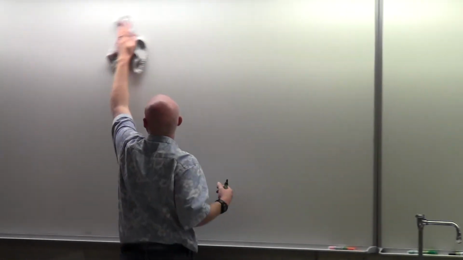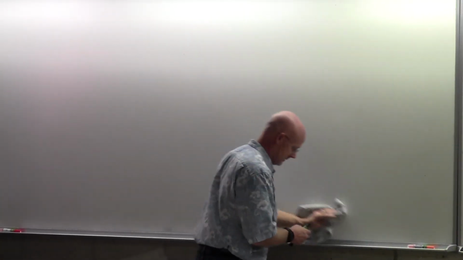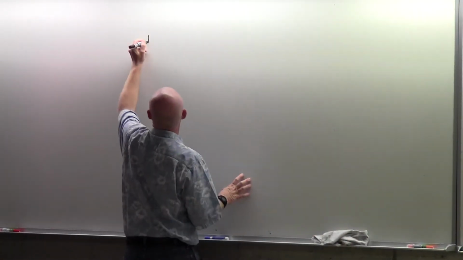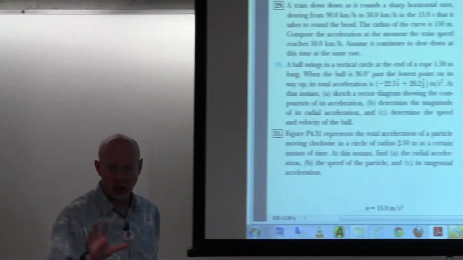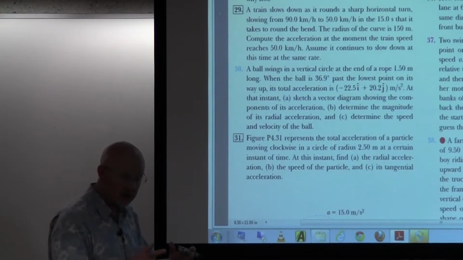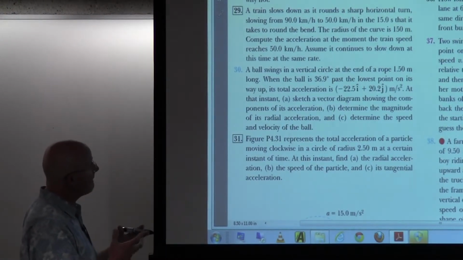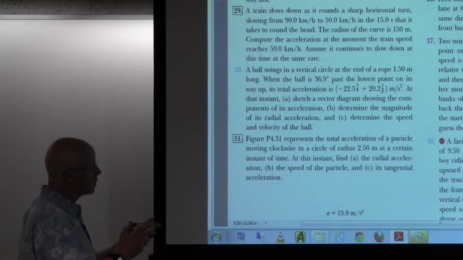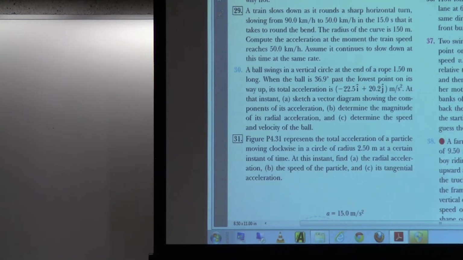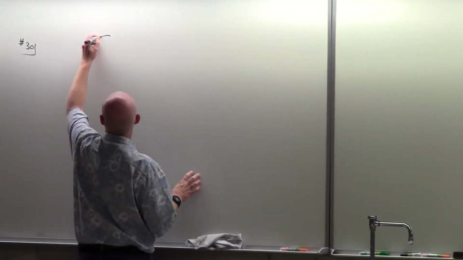All right, so I'll read it together here. But let's look at this. It says a ball is swinging. All right, so here's our object. It's a ball. It's swinging in a vertical circle at the end of a rope that is 1.5 meters long. In fact, maybe I'll just stop there and say, all right, here they have a vertical circle.